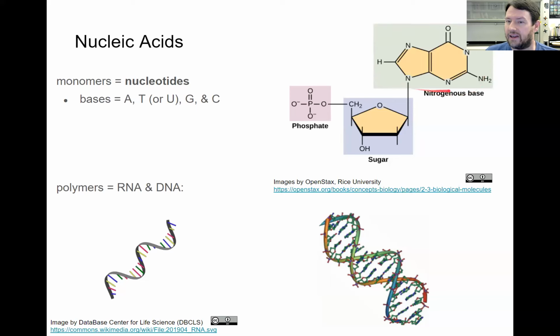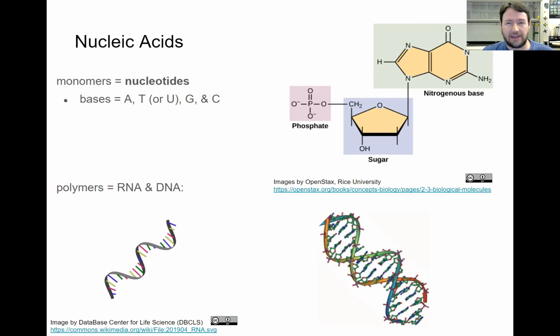So these structures that hang off of the sugars, it's either a single ring or a double ring structure. And these bases are the famous bases A, T, G, and C for adenine, thymine, guanine, and cytosine. Or if we're talking about RNA, there's a different base called U or uracil. And these are basically a way of storing information and also a way of copying information and distributing that information throughout the cell or to offspring cells.